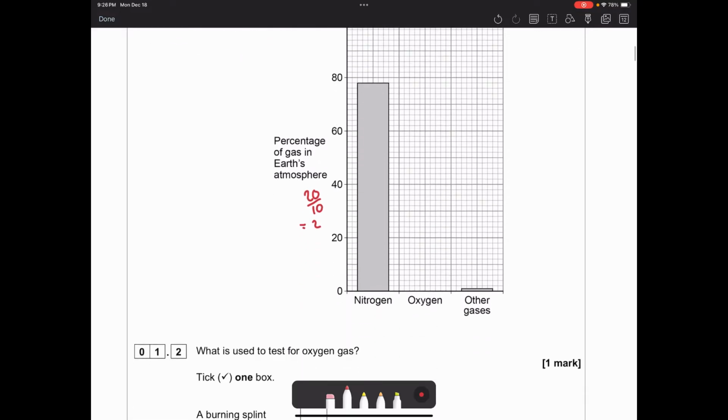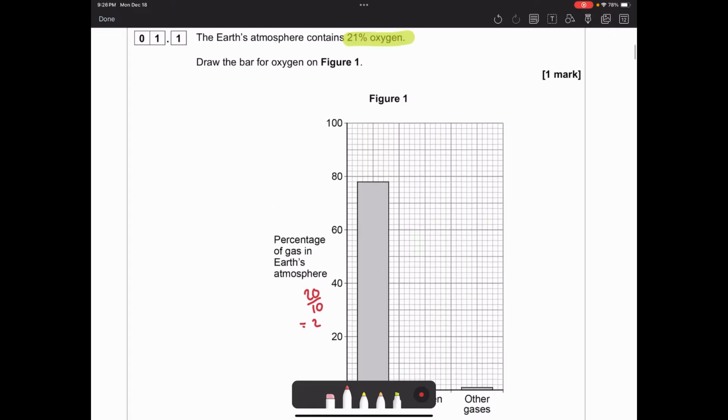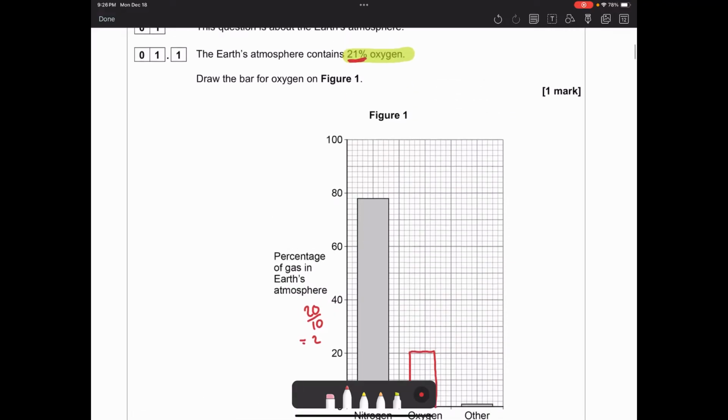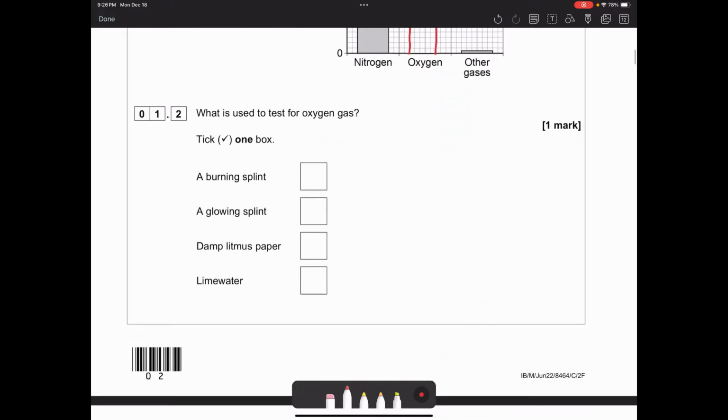So that means if I want to draw a bar for oxygen, which is 21% oxygen, it's going to literally be halfway between, just fractionally above 20. You've got to try and get it bang in the middle between 20 and 22. Okay, so you've got to try and be as accurate as possible using a ruler, making sure it's in between those two lines, and that would get you 1 mark.